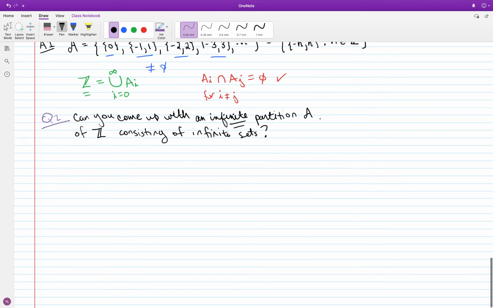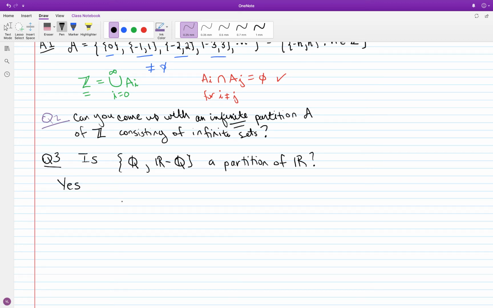All right, maybe a couple more questions then. Let's see, how about question number 3, which is a completely different problem. Is the following collection of sets a partition of R? So what do you think about that? Yes or no? Pause. Okay, well, the answer is yes.